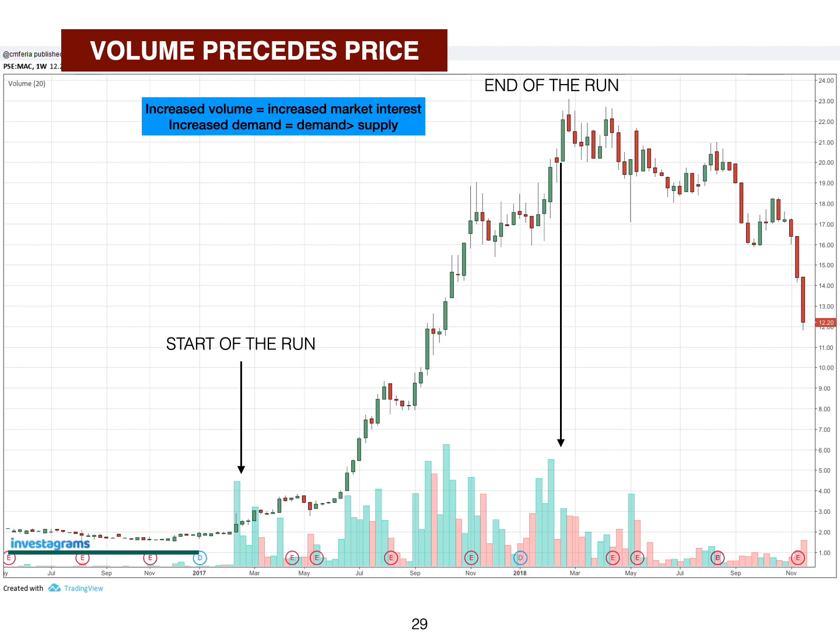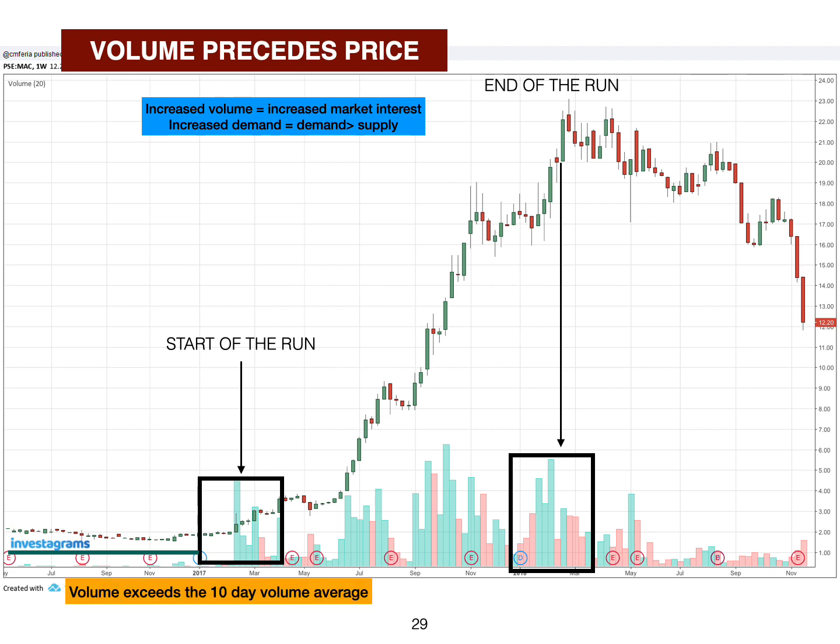In this chart, we see that there's exceptional volume at the start of the run, which shows accumulation. There's also increased volume at the end of the run, which shows distribution. If the volumes exceed the 10-day average volumes, then we have a likely candidate for a momentum trade.